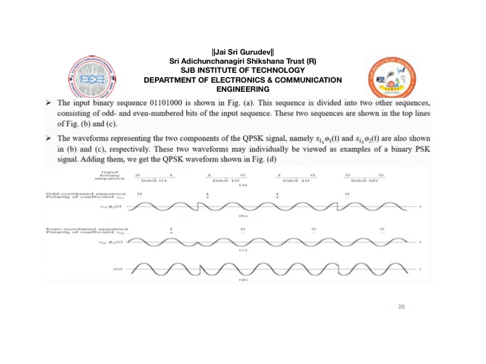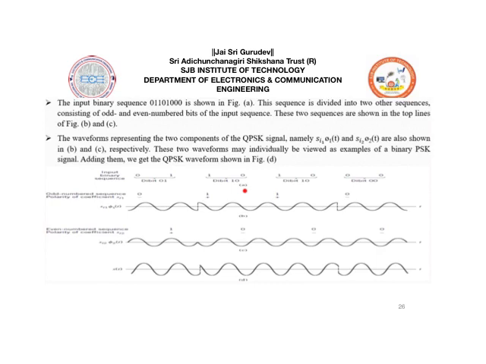Now moving on to the next part of this QPSK, that is waveform representation. Let us take an input binary sequence which is represented as 0 1 1 0 1 0 0 0. This is shown in figure A. In this figure A, the input binary sequence is being taken.